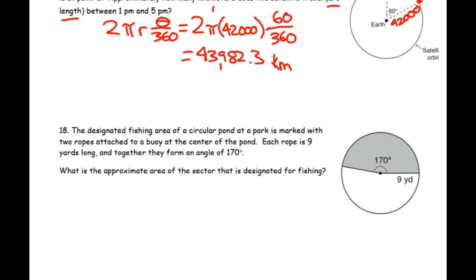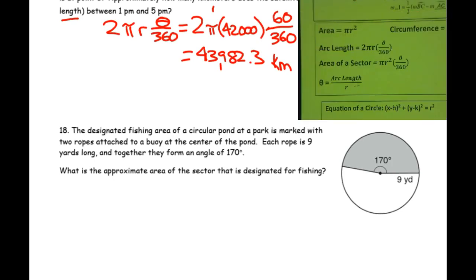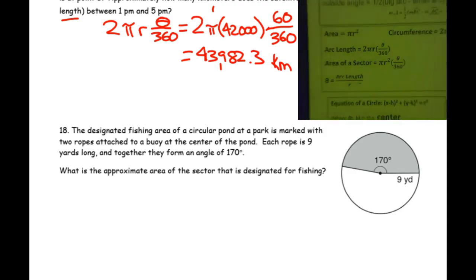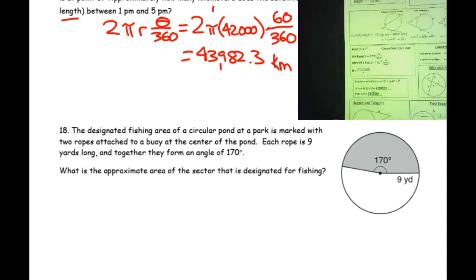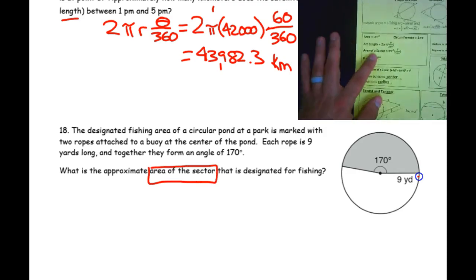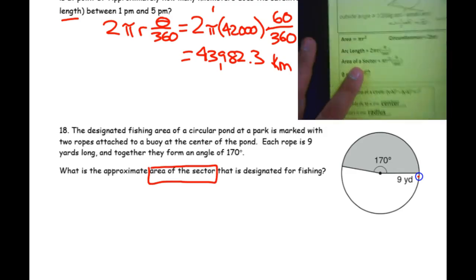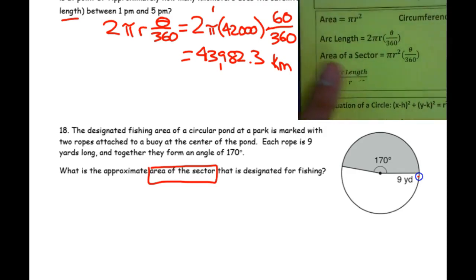18, the designated fishing area of a circular pond at a park is marked. So you have a part of a circular pond, or a section of it. It's marked with 2 ropes attached to a buoy at the center of the pond. Each rope is 9 yards long, and together they form an angle of 170, so everything's labeled over here. What is the approximate area of the sector? Okay. So again, we're looking at our formula chart, looking for that phrase and found it, area of the sector: pi r squared theta over 360.